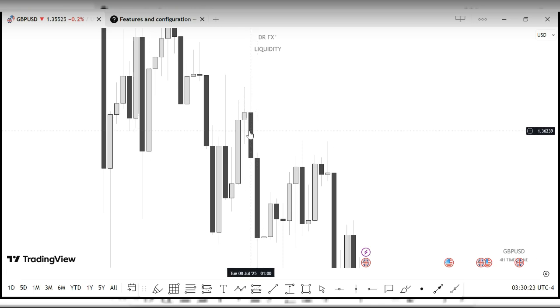Now I'm teaching you guys to study candles. You don't have to study the overall structure of the market, which I usually do. I just study the candles and boom, that one is enough for me.